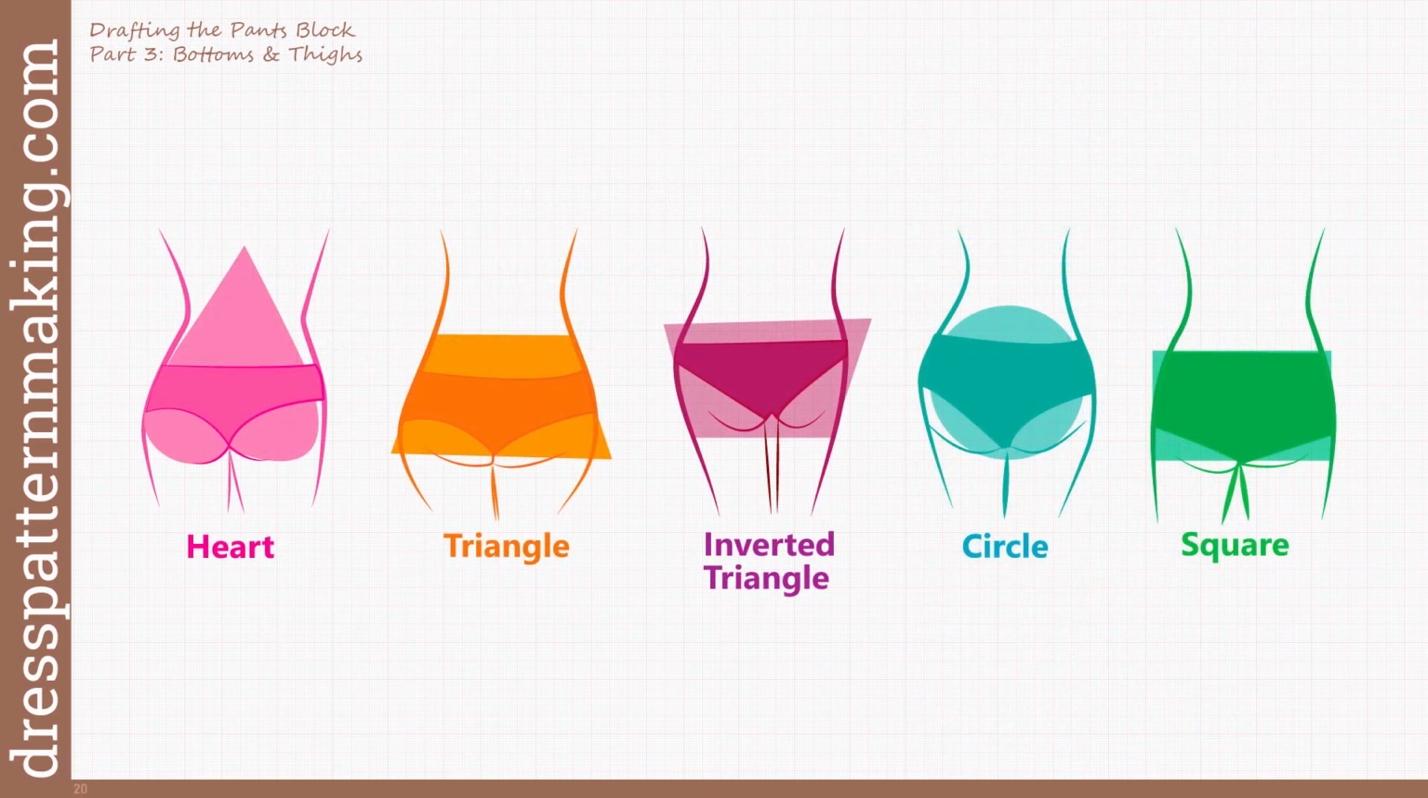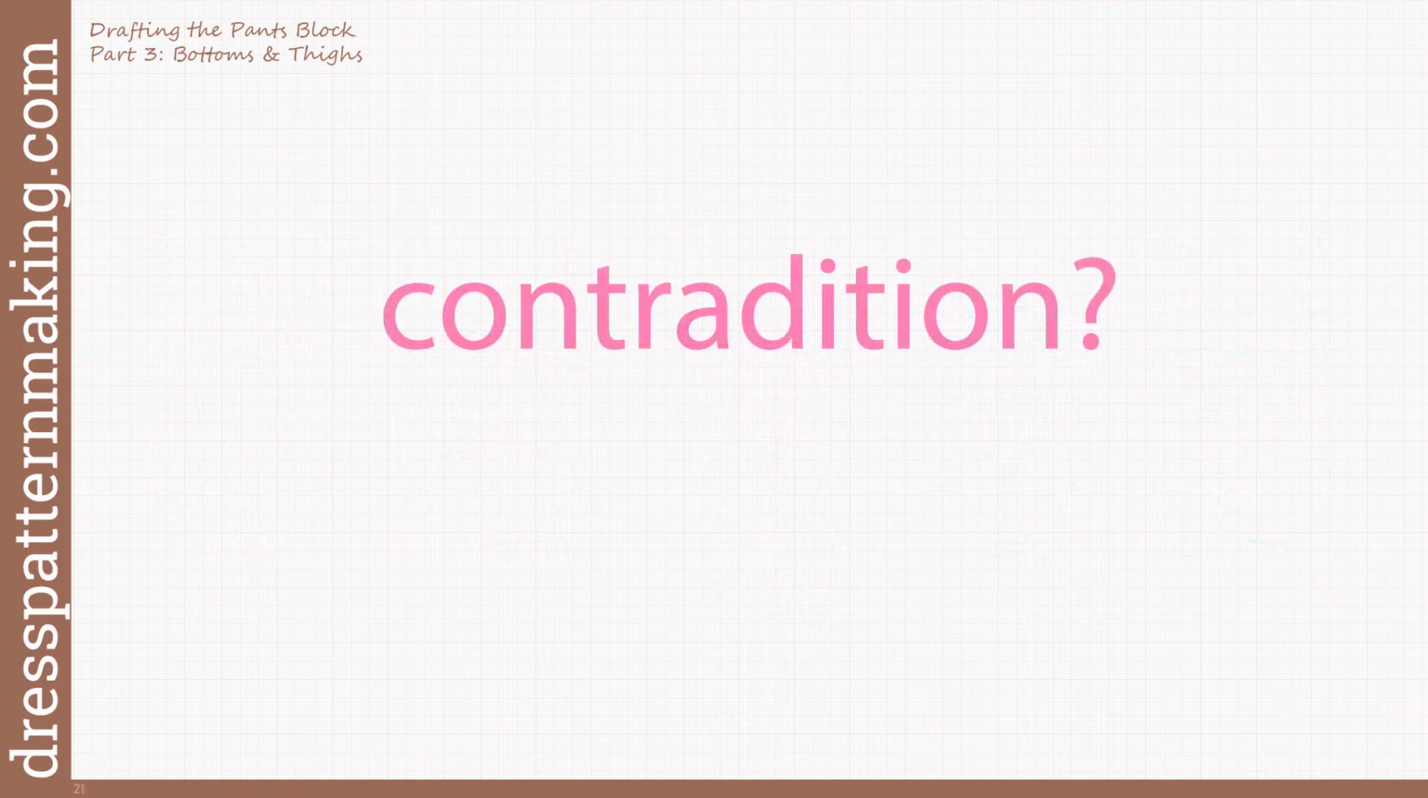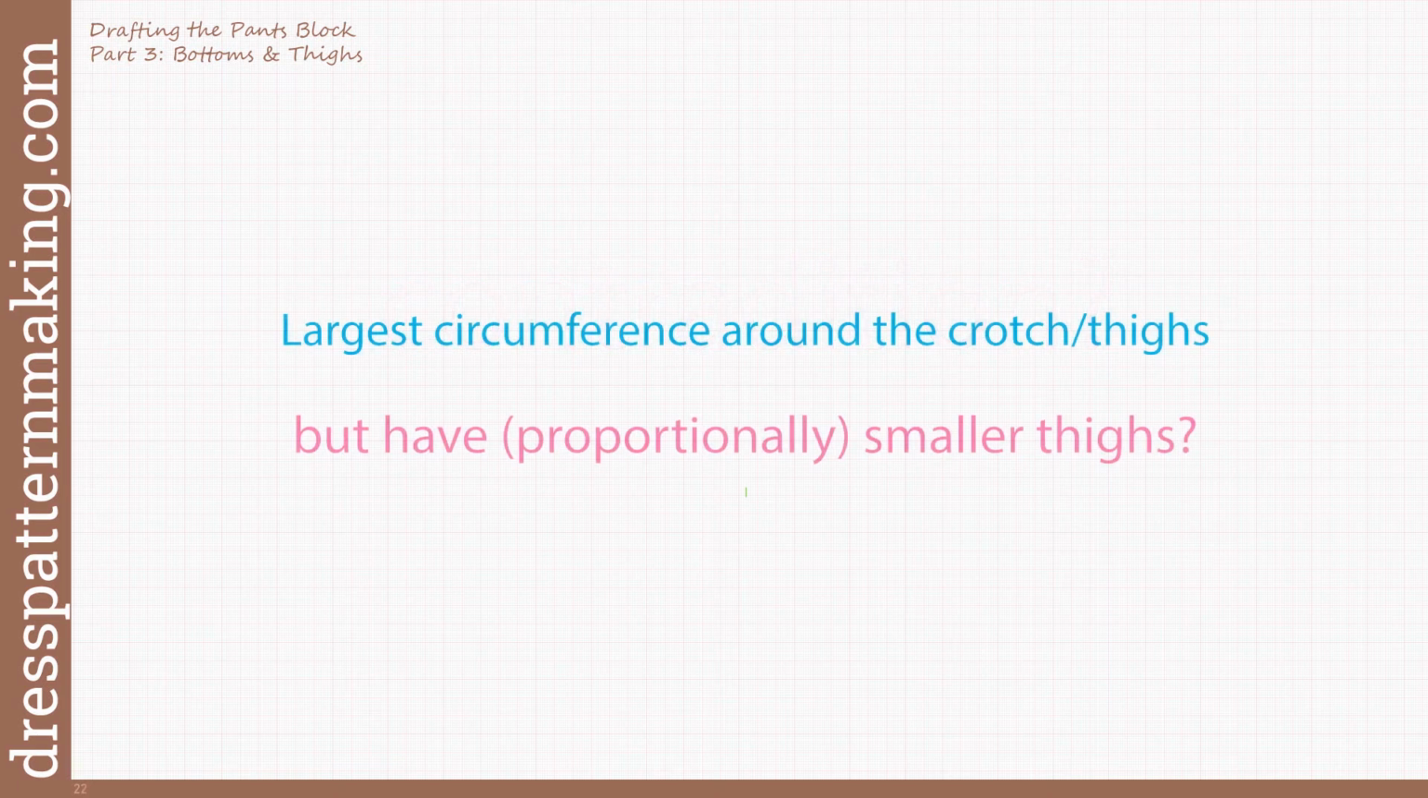Now, before I go through the things I missed explaining when I was drafting my block, I want to talk about bottoms and thighs. I wonder if anyone noticed a seeming contradiction when I described my figure and Jane's figure. I said that the largest circumference was around my crotch level, which is the upper thigh level, but I have a proportionally smaller thigh, and this applies to Jane as well.